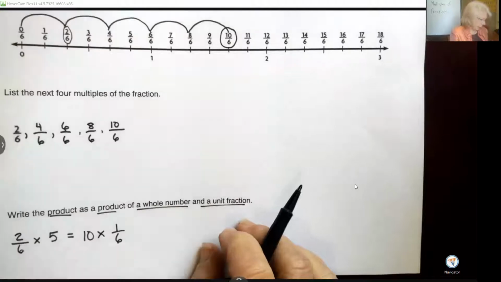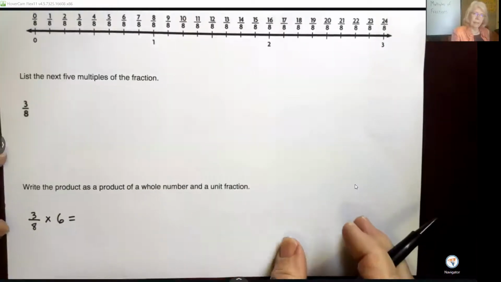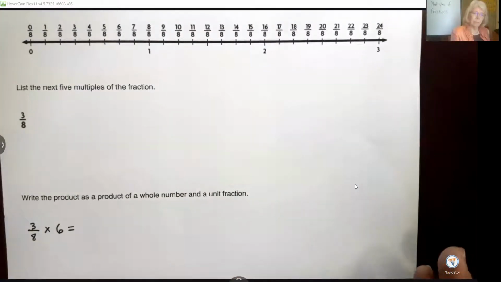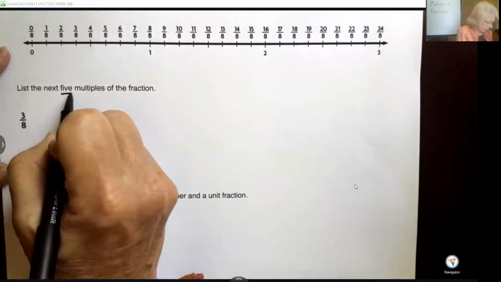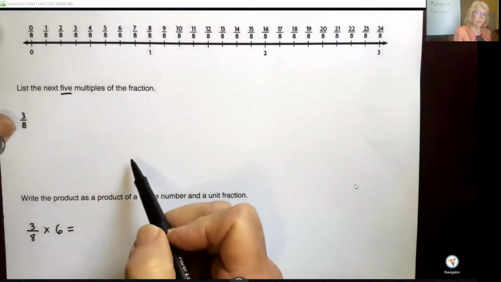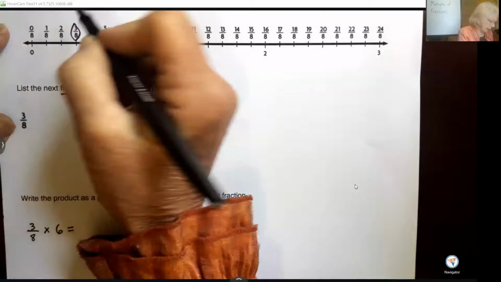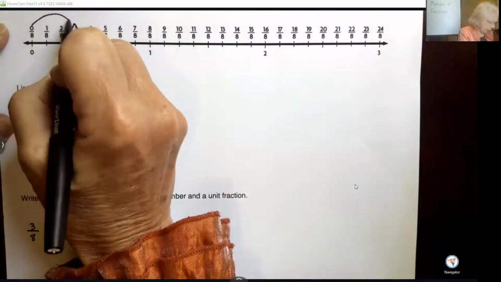Okay, let's do another one. Get some practice, okay? If you're feeling confident, pause the video, do this one on your own first, and then rejoin me. Okay, this one says list the next 5 multiples of the fraction. Our fraction is 3/8. So we're going to hop 3/8 each time.